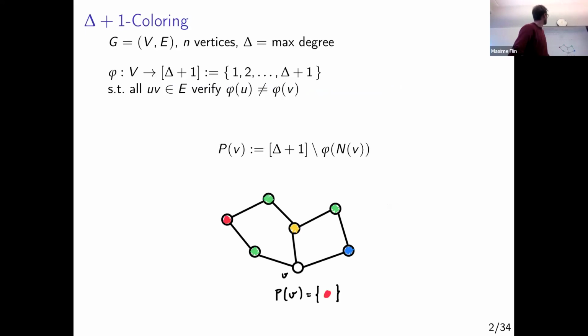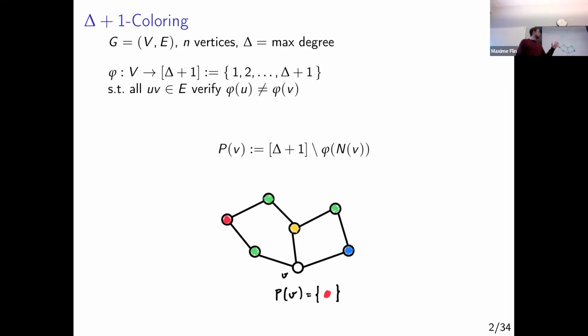So the problem is about delta plus one coloring. It's a very easy problem. You're given a graph. You want to give colors to the vertices such that adjacent vertices receive different colors. And it's very important that we use delta plus one colors because delta is the maximum degree.